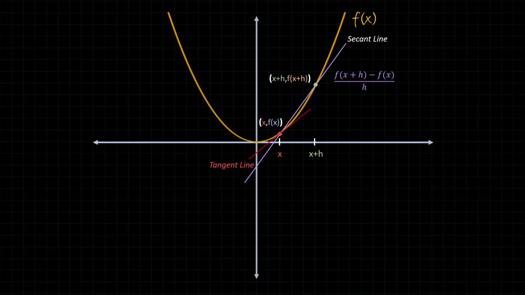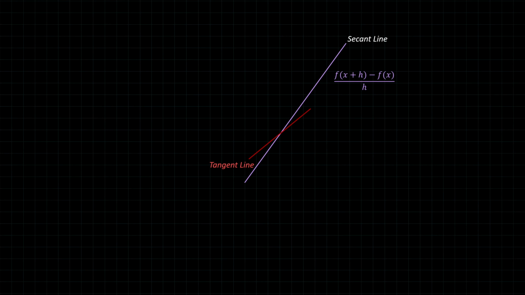But our goal is to find the slope of the tangent line. And as you can see, the secant line that I made isn't very similar at all to the tangent line. And this equation only gives me the slope of the secant line. It doesn't give me the slope of the tangent line, which is what I actually want.